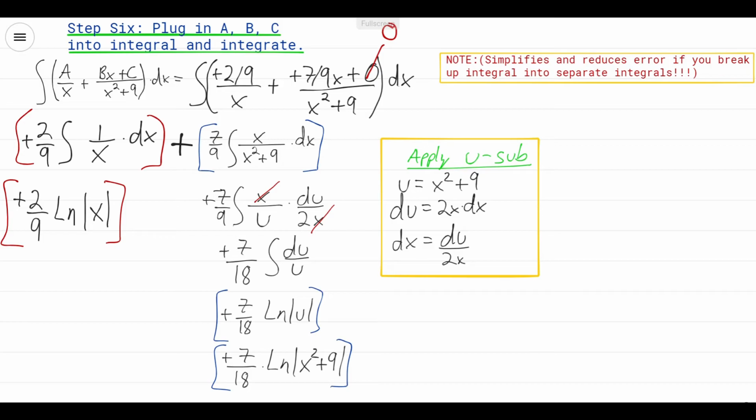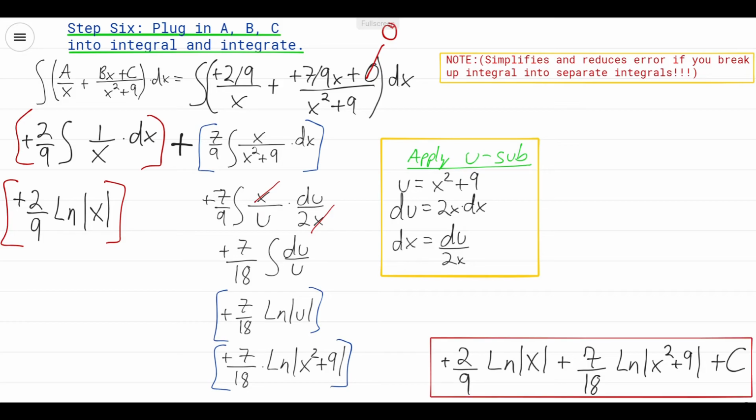Now that we have both of our integrals, we're going to combine them to get our final answer. So our final answer is 2 over 9 natural log of x plus 7 over 18 natural log of x squared plus 9 plus c. Do not forget the plus c. And that's how we do this problem. But let's move on to the next problem.